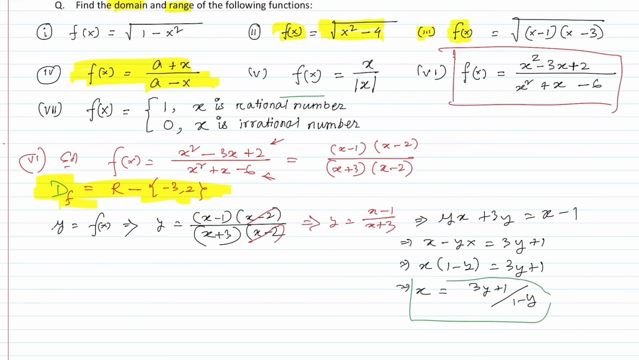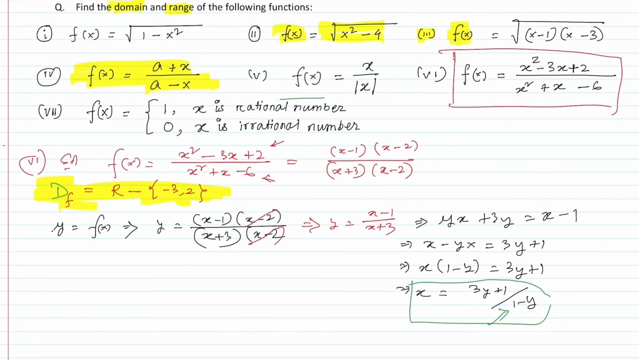From here you can see this denominator cannot be equal to 0. So 1 minus y is not equal to 0. 1 minus y will be equal to 0 only if y is equal to 1. So if 1 minus y is not equal to 0, then y should not be equal to 1.